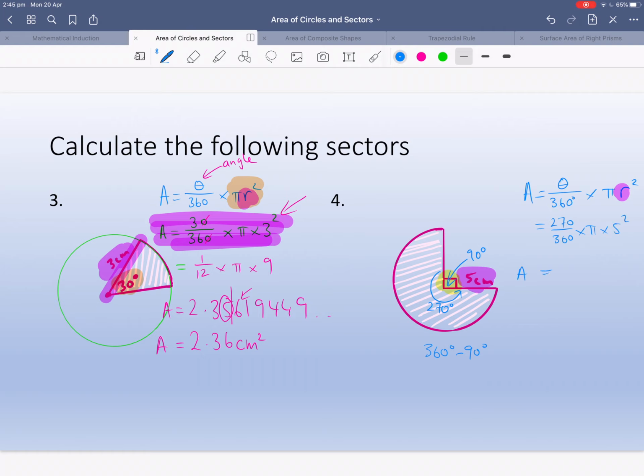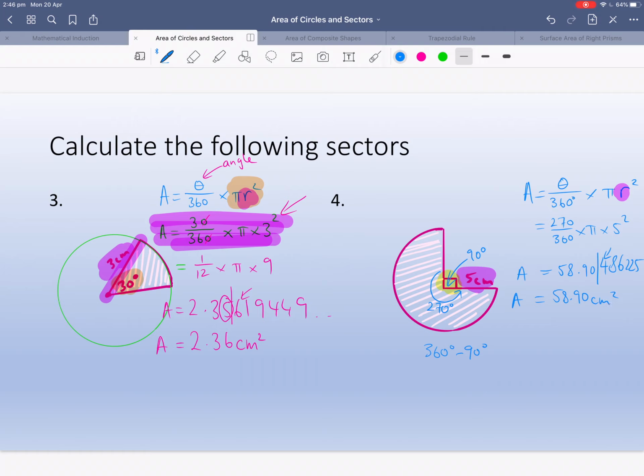Now I'm going to pop this in my calculator again. So I'm going to go 270 over 360 times pi times 5 squared. And I get, now let's put this to 2 decimal places as well. So we're looking here, and that is 5 or lower, so it doesn't change it at all. So it's going to be centimeters squared.